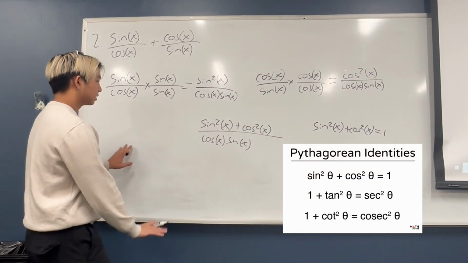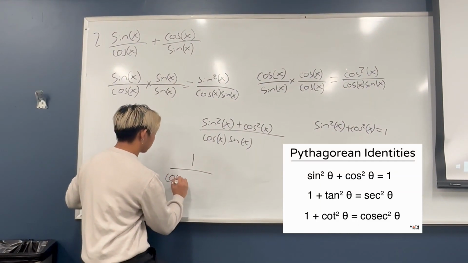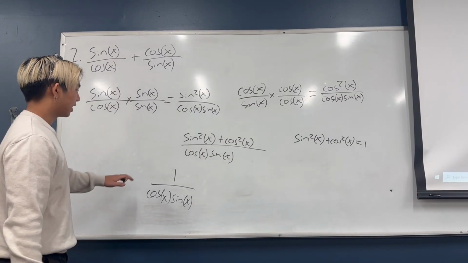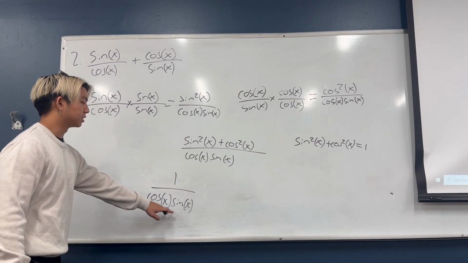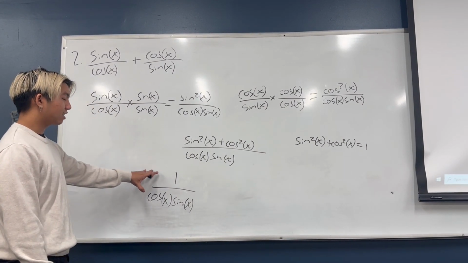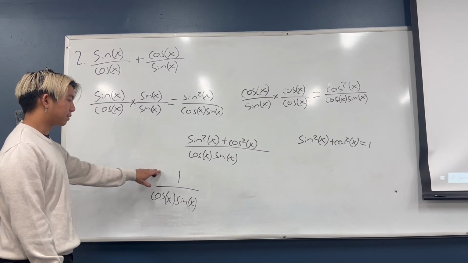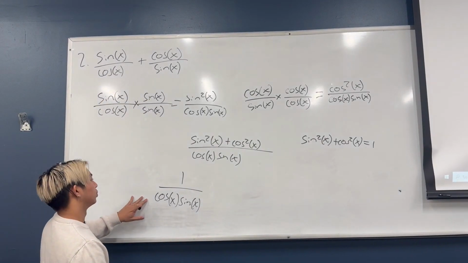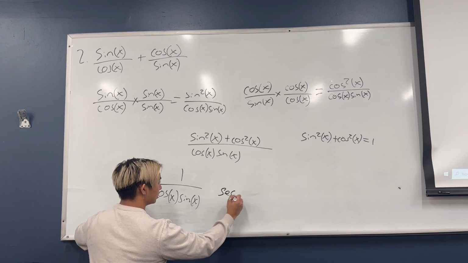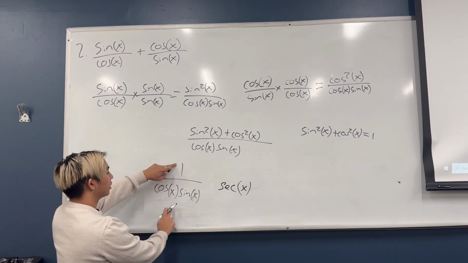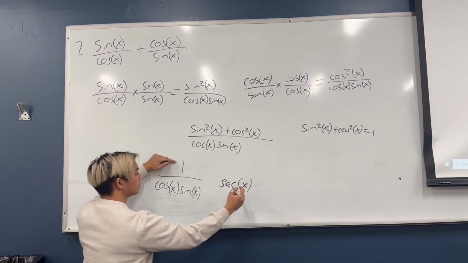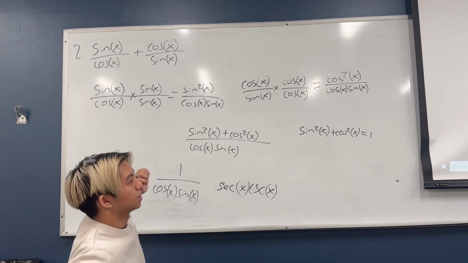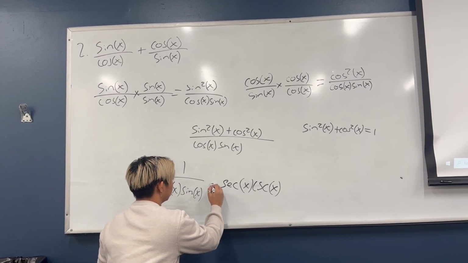So now I can write this as 1 over cosine of x sine of x. So we kind of have a reciprocal going on here. I'm going to plug it in. So 1 over cosine is what? Secant, right? So we have secant of x for this one. And then 1 over sine is what? Cosecant, right? So we have cosecant of x like that. And that should be our answer choice of D. So our answer is D.